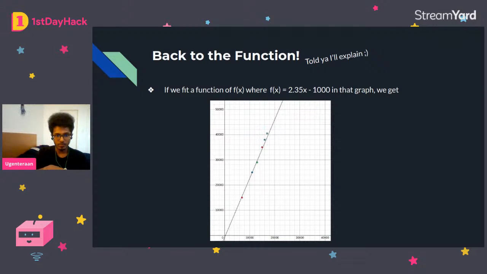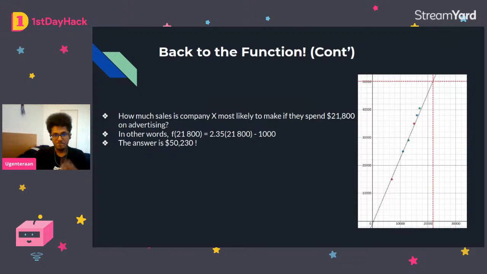So that's how you get to the y-axis, which is the total sales. So this is what we call data modeling, right? From data modeling, you have this ability to predict and to forecast the future. So you see, the question now: how much sales would company X make if they spend 21,800 on advertising? I know it's kind of an odd number, right? But that's the predictive power of machine learning. You can just give whatever kind of number you want, and you can get the prediction quite accurately.